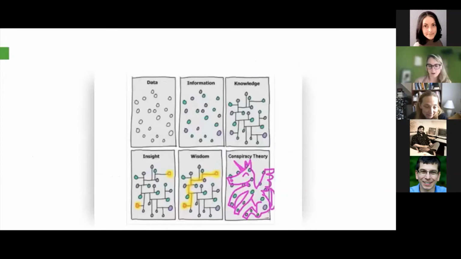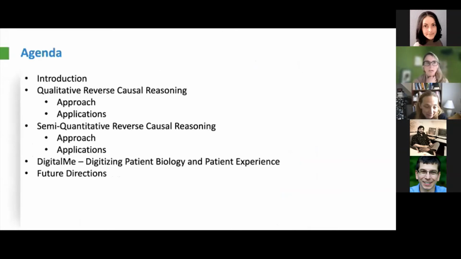All right, so actually, let's start with the agenda first. We'll do an introduction and then delve into the science, both from a methodological perspective as well as an application perspective. We've taken a lot of different computational approaches, but what I'm going to focus on today is the application of prior knowledge, as Anne said, to interrogate multi-omic data using this approach called reverse causal reasoning.